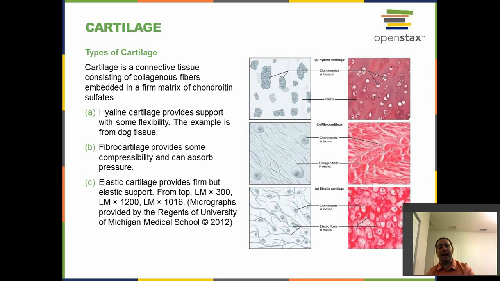So we have 3 types of cartilage, and they each have a slightly different function. The first is hyaline cartilage. Hyaline cartilage is clear, it looks like glass, and it has flexibility, but not too much flexibility. And the best example of where you find hyaline cartilage is on the tip of your nose. It is clearly flexible, but you can't exactly bend it around and touch the tip of your nose to your cheek. Another place we find this is in our ribs.